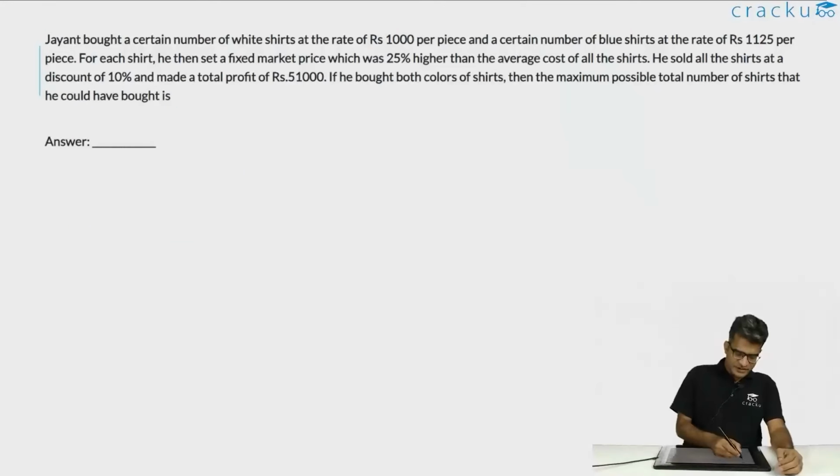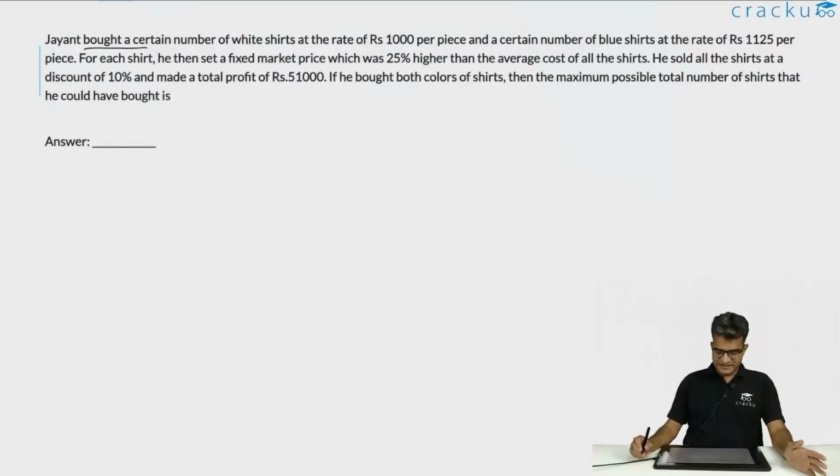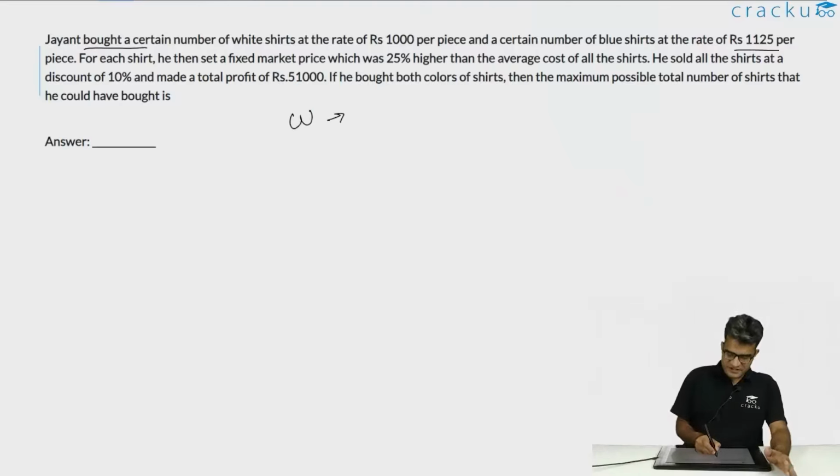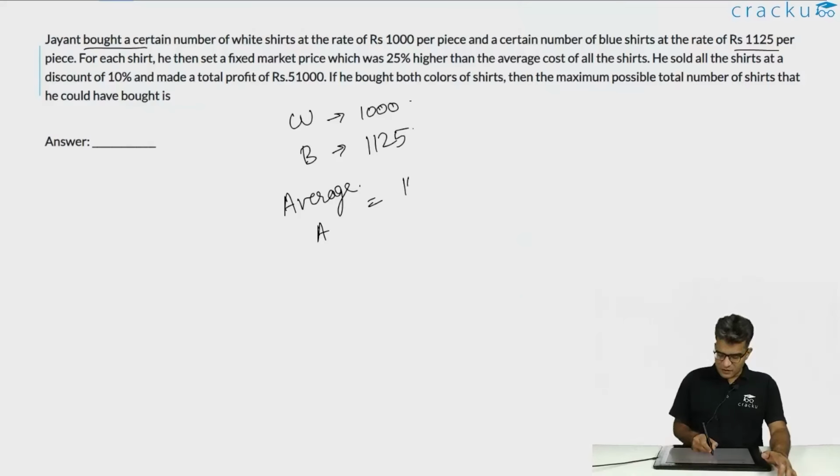In this question, we are told that Jane bought a certain number of white t-shirts at 1000 per piece and a certain number of blue shirts at 1125 per piece. So let us assume that he bought W white shirts for 1000 rupees a piece and he bought B blue shirts at 1125 per piece. So what is the average cost per shirt? If you assume that the average cost per shirt is A, this is equal to 1000 W plus 1125 B divided by B plus W.